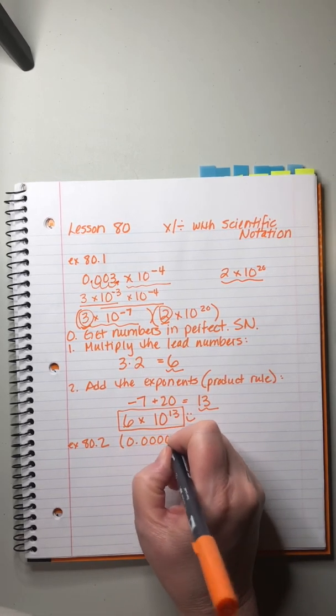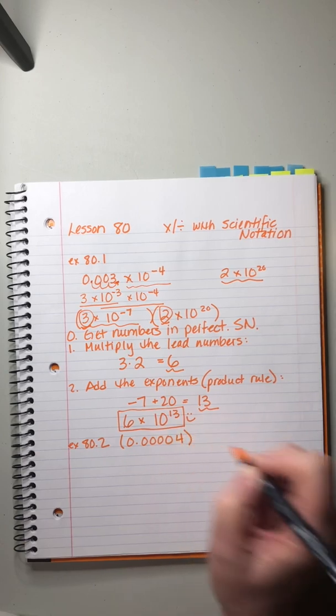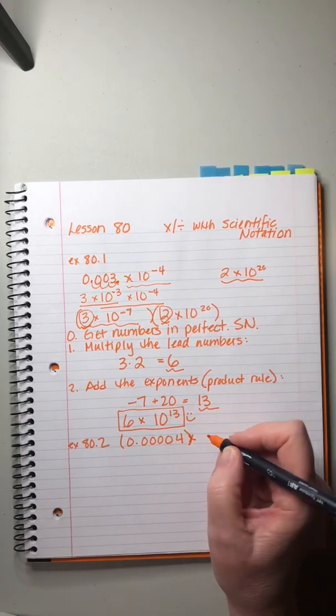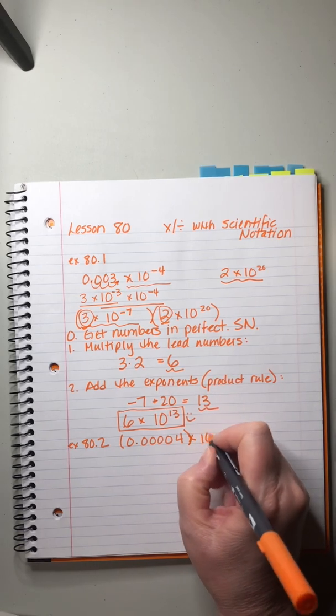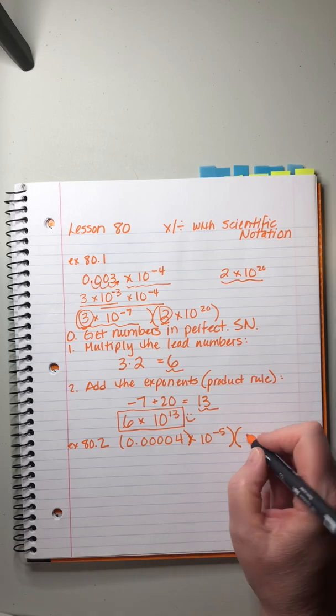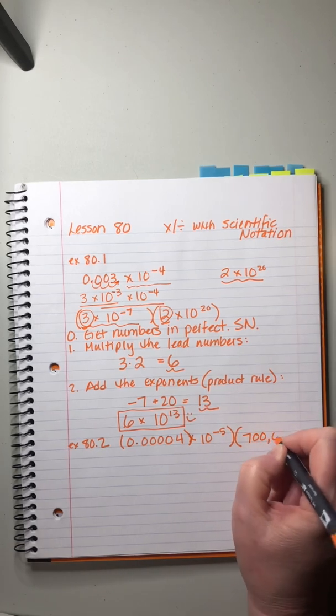4 zeros after the decimal, and then a 4. Oh, I shouldn't have put that yet. Times 10 to the minus 5. Now we end the parentheses, and then this number is 700,000.